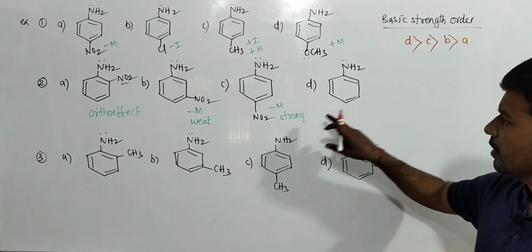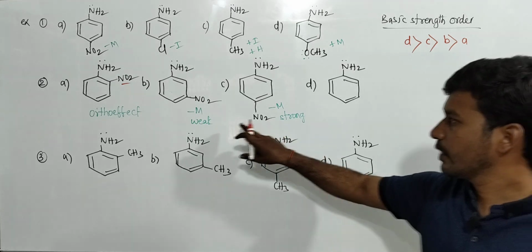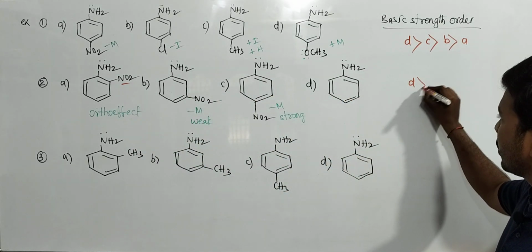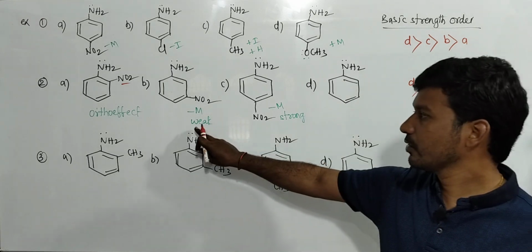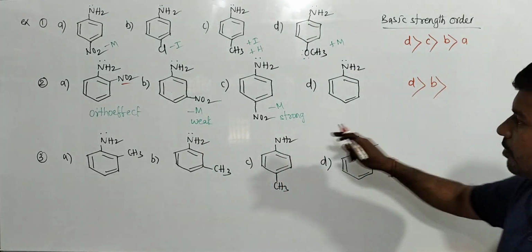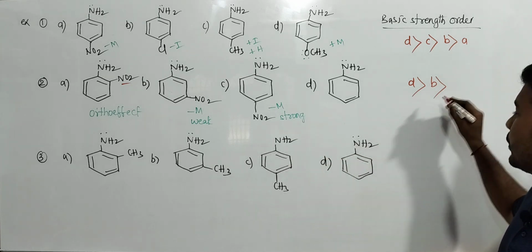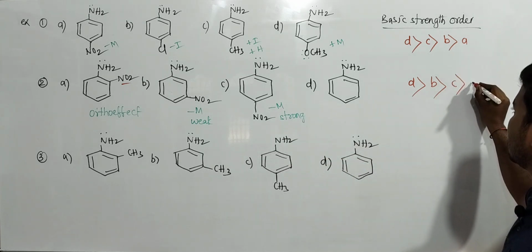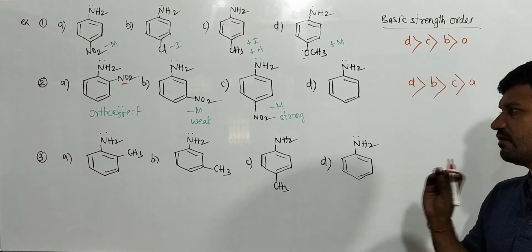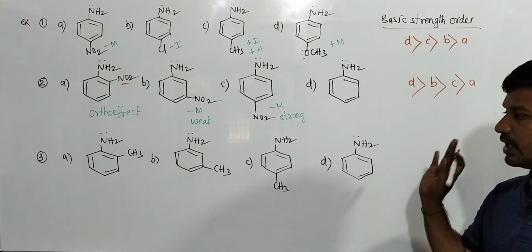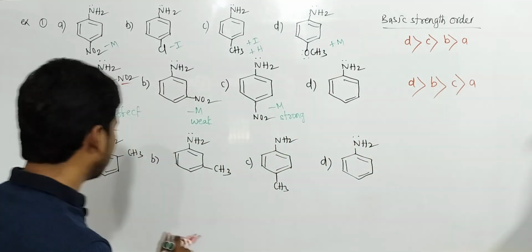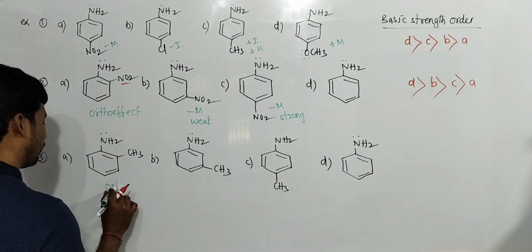Next, here all are unfavorable. This is neutral, so D is the stronger base. An unfavorable group at the meta position is better, so B. Unfavorable effect at the strong position. An ortho-substituted aniline is always a very weak base among all of these. Okay. Next, this is the ortho effect, and that is why this is the weaker base.